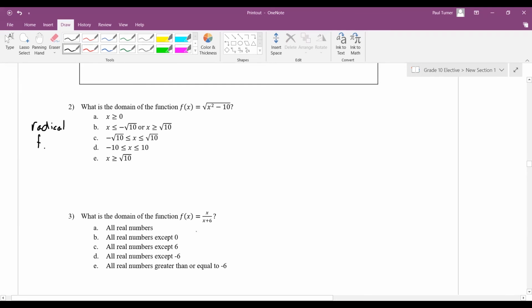Radical function and a rational function here. This is the harder one. Now remember here, you've got a square root. So whatever is here has to be 0 or more than 0, because you can't take the square root of a negative, can you? So -2 cannot, -1 cannot, but 0 is okay because that equals 0.